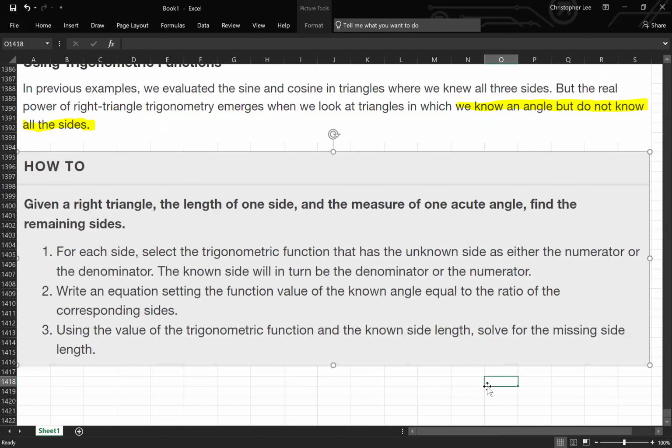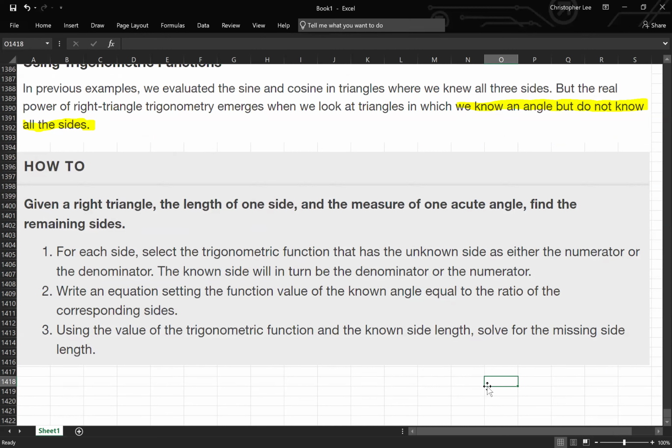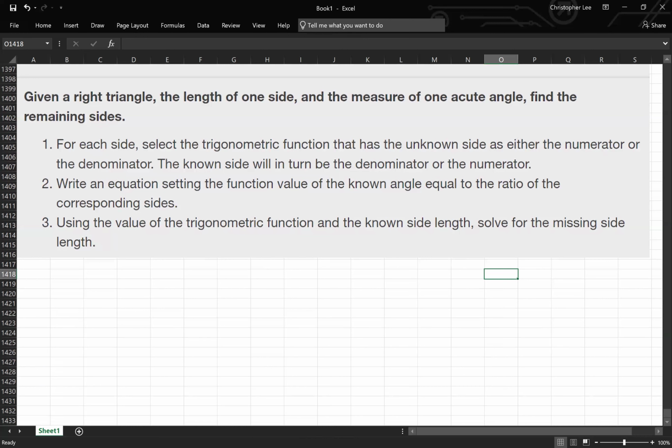All right, so given a right triangle, the length of one side and the measure of one acute angle, find the remaining side. For each side, select the trigonometric function that has the unknown side as either the numerator or the denominator. The known side will in turn be the denominator or the numerator. Write an equation setting the function value of the known angle equal to the ratio of the corresponding sides. In step 3, using the value of the trigonometric function and the known side length, solve for the missing side length. Okay, let's take a look at how to do this.